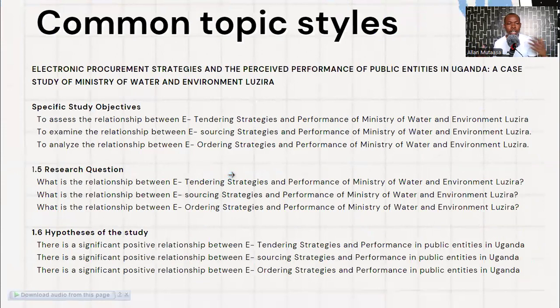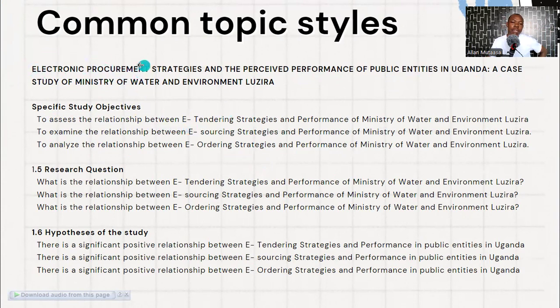Now, let me talk about common topic styles and their objectives. We talked about this topic already, and I want to talk about the specific objectives. We have been talking about the broad, main objective, but we also have what we call a specific objective. For instance, if we want to understand the impact of electronic procurement strategies on performance of public entities in Uganda, the specific objective will be to assess the impact or the relationship between.